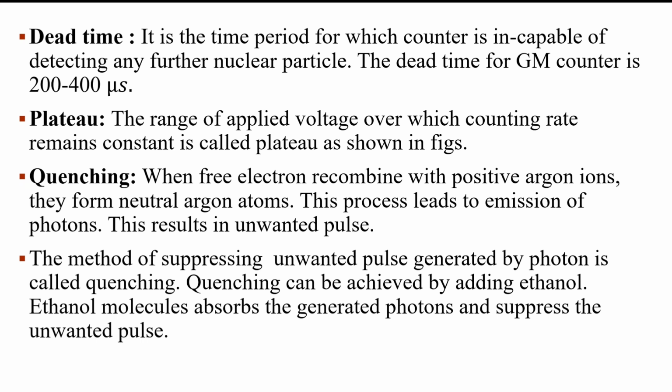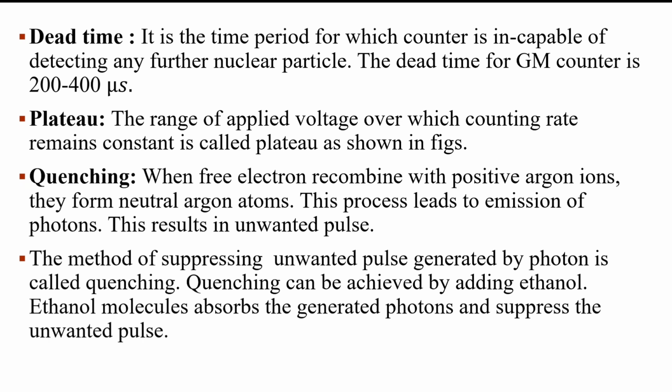This process leads to emission of photons. This results in an unwanted pulse. The method of suppressing the unwanted pulse generated by a photon is called quenching. Quenching can be achieved by adding ethanol. Ethanol molecules absorb the generated photons and suppress the unwanted pulse.